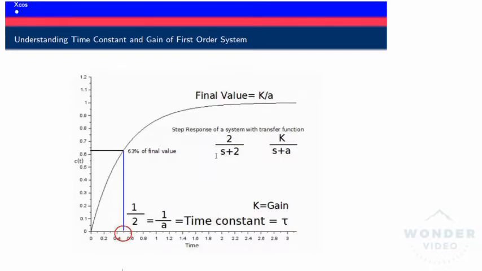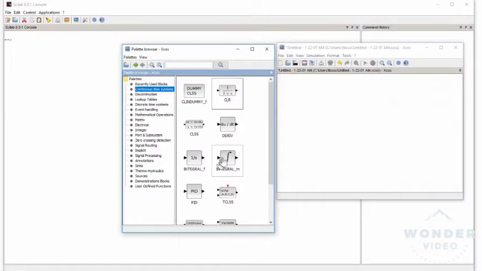A couple of things you should note here: if you want to have a graph looking like this, the maximum time of simulation should be around 3 seconds. Similarly, the maximum value of the graph in the y direction should be around 1.2, 1.3, something like that, because these parameters we have to set in the scope and in the clock, etc. So now let's start the simulation.